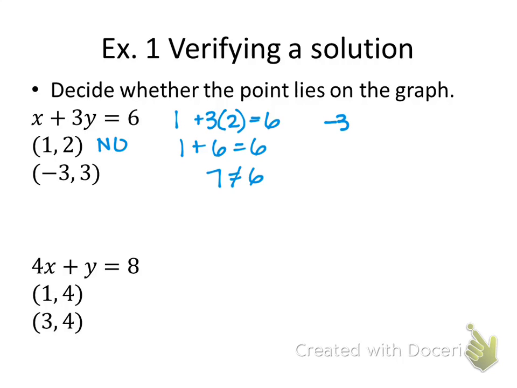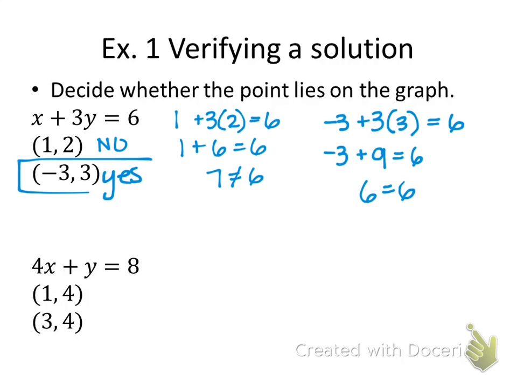Negative 3, because that's my x value, plus 3 times 3, which is my y value, equals 6. Negative 3 plus 3 times 3 is 9, equals 6. Remember, different signs, subtract and take the sign of the largest number. So 9 minus 3 is 6, and I take the sign of the largest number, which is positive. So 6 does equal 6. So this ordered pair does fall on the line. Okay, let's try the next example.